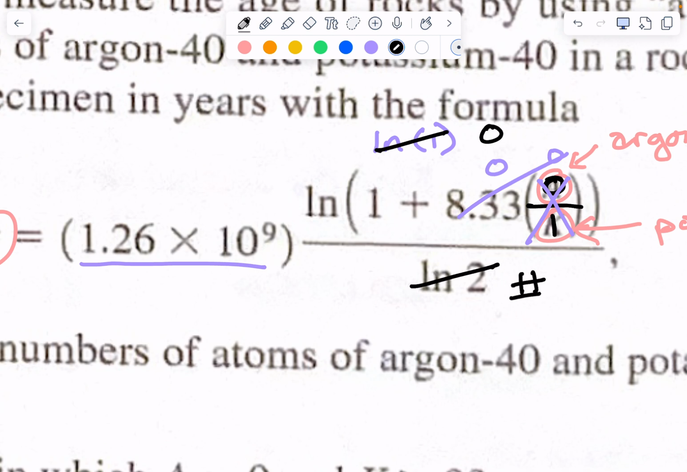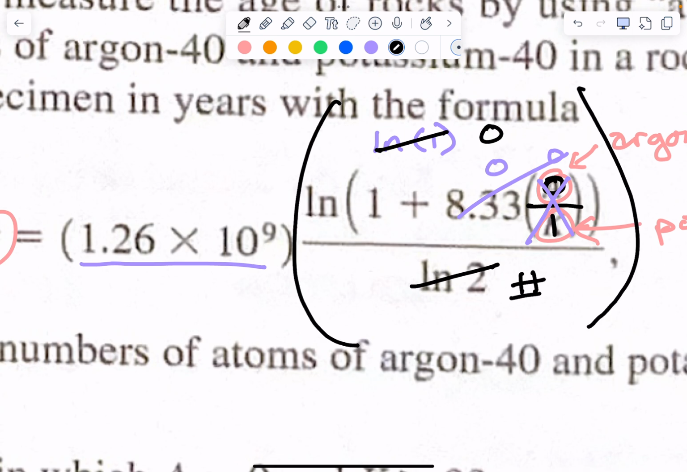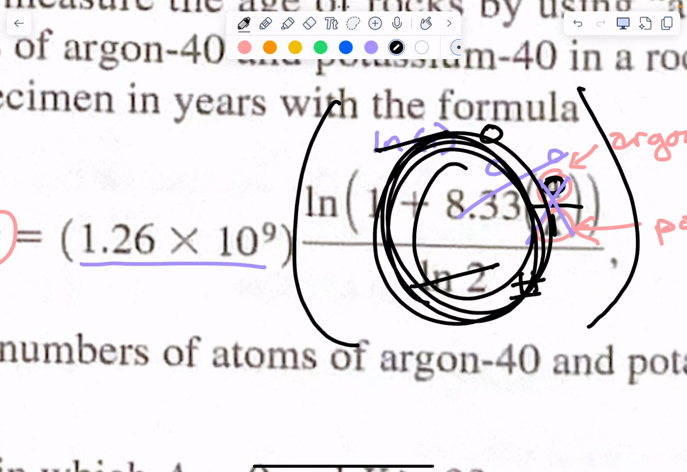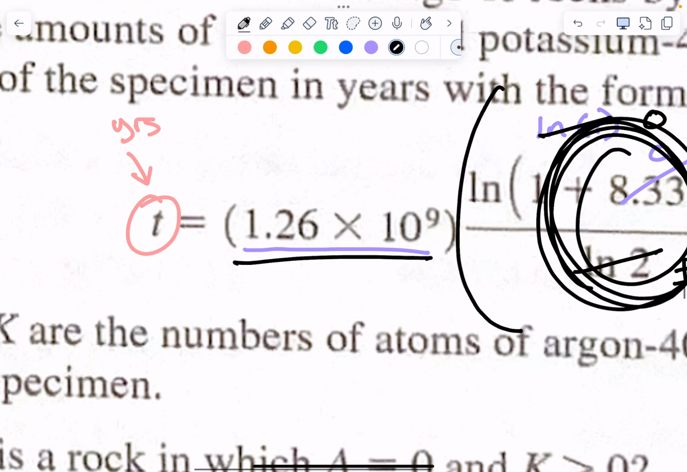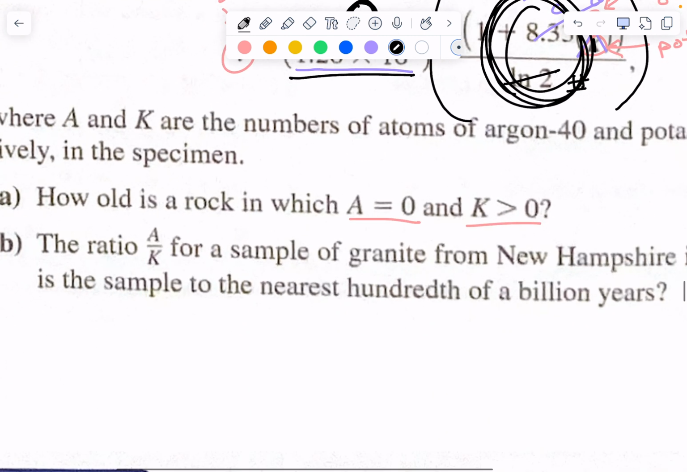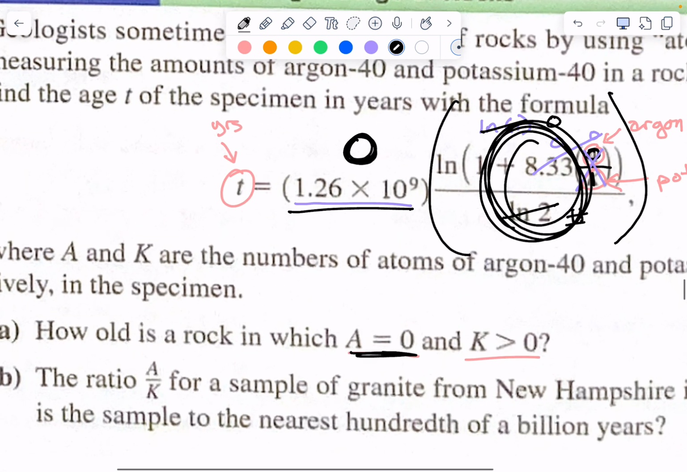Ln of 2, we don't care, is a number, right? What's 0 divided by a number? This whole thing is going to be 0. And what's 0 times this guy? 0, right? So how old is a rock in which the argon level is 0 and K is anything else? It's dead. It's not extra dead. It's 0. It's brand new. It's 0 years old.